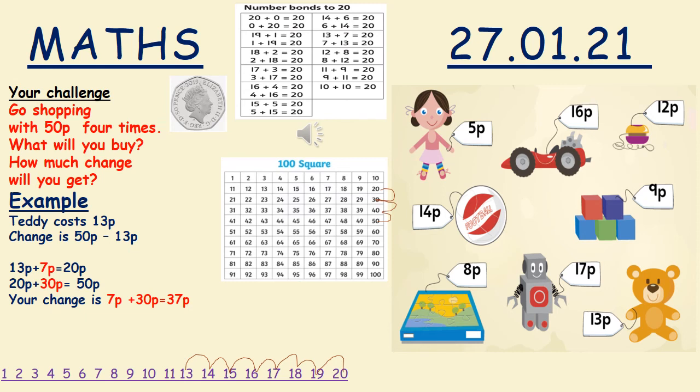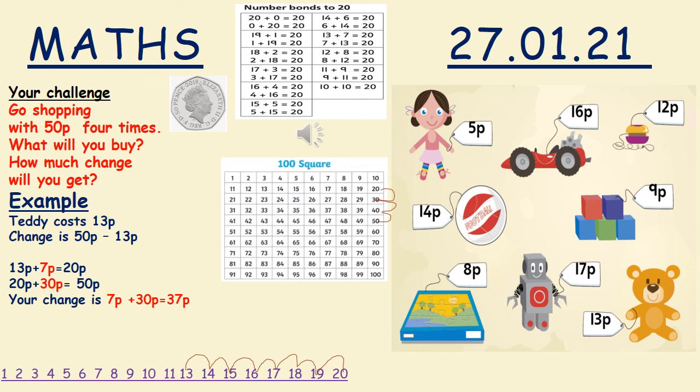Year 2, your challenge is to go shopping with 50p 4 times. What will you buy and what will your change be? Okay, follow the example we just did. For example, if you buy a teddy, teddy costs 13p. Change is 50p minus 13p. 13p plus 7p equals 20p. 20p plus 30p equals 50p. Your change is 7p plus 30p equals 37p. That's the way I want you to set out your work.